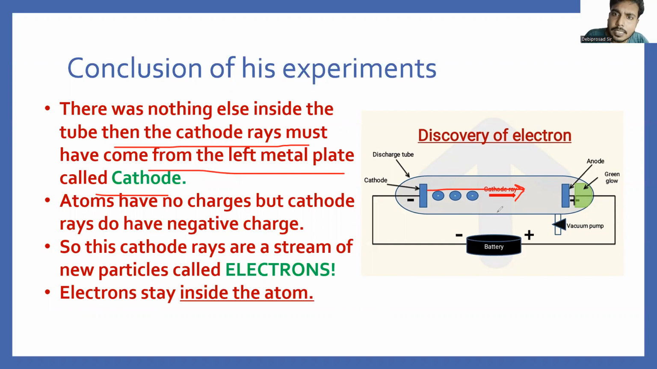So where are these other particles coming from, because all matter is made out of atoms, and nothing negatively charged is there? Atoms have no charge, but cathode rays do have negative charge.